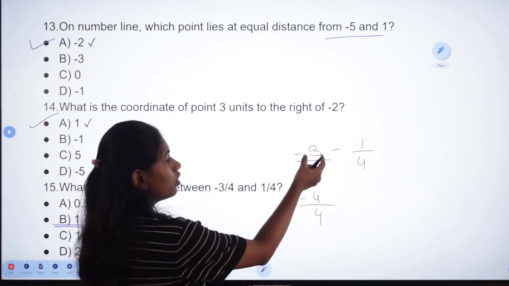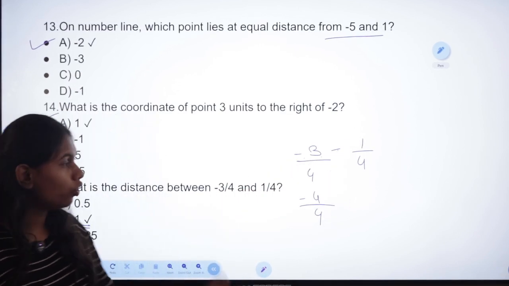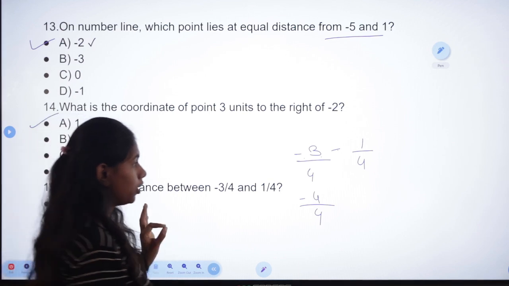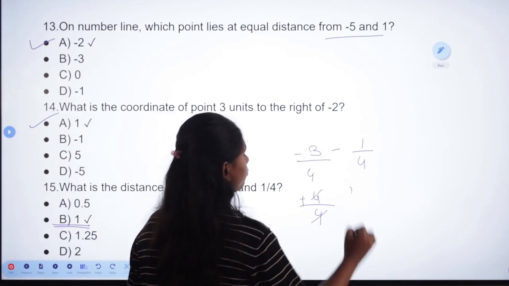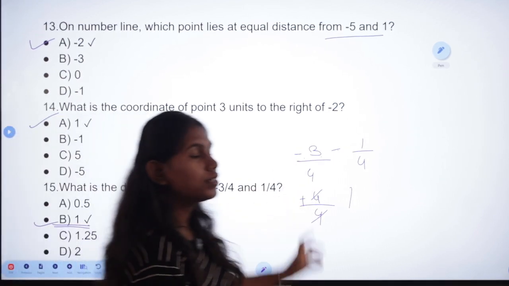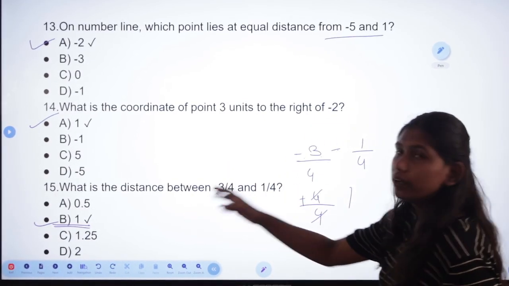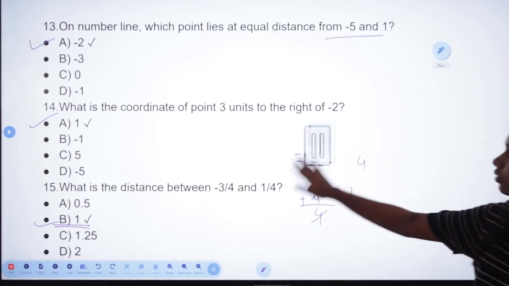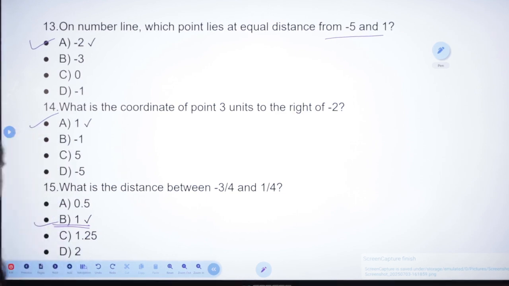Then plus 1 is bigger, so you have to put the sign of plus. Then 4 by 4, that is 1. Then you will get the correct option, that is 1. Why? Because we are just finding the difference between them. What is meant by distance? It is meant by difference only. So your option B, 1 will be the correct option.